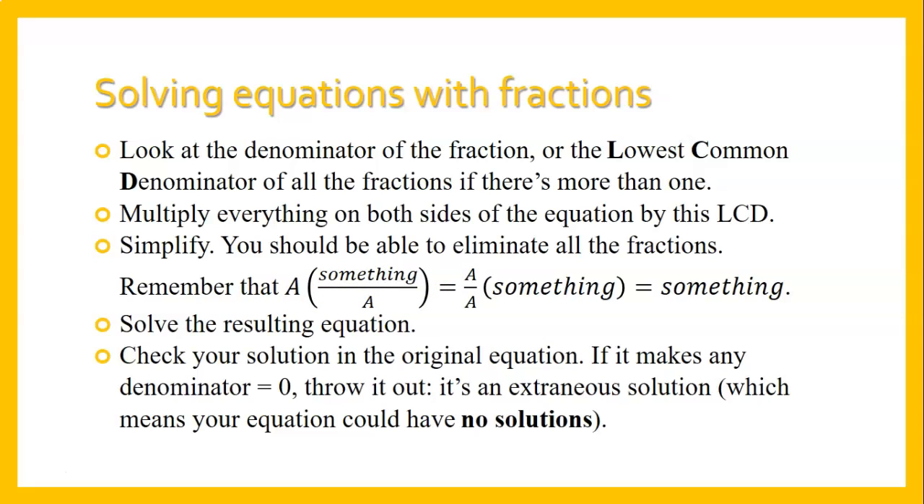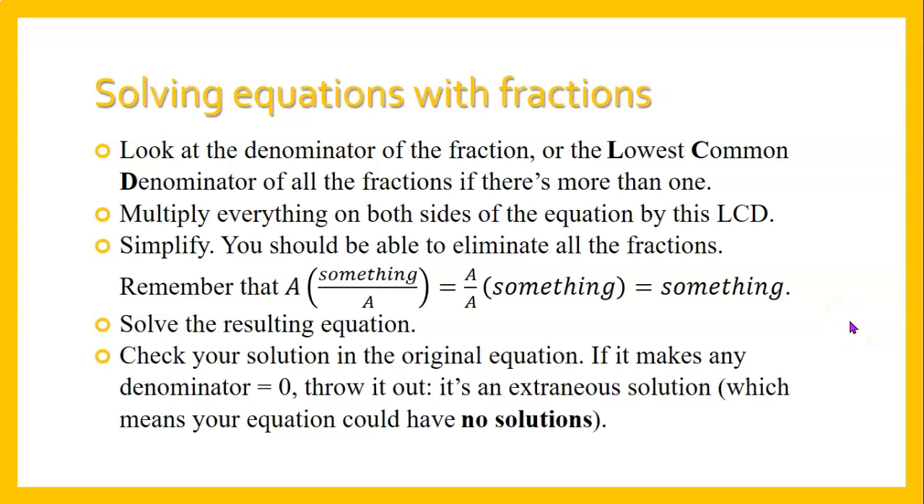And one thing to watch out for is it could happen that when you do this, the solution you end up with might not really work in the original equation because it might give you a 0 in the denominator. So that's something you do need to check. Check any solution in the original equation just to see if it would give you a 0 in any of the denominators. And if that happens, you've got to throw it out. It's what's called an extraneous solution.